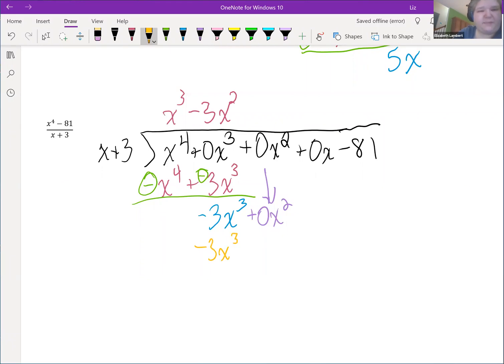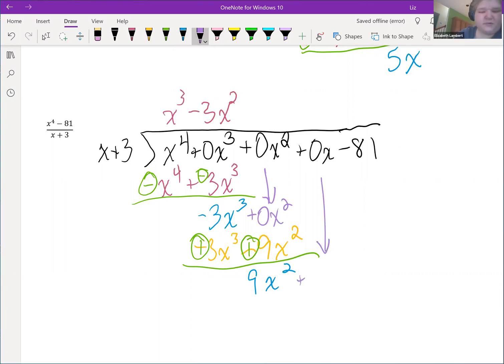Sorry, when I've done this in the past, I haven't had the 5th color, so the first 2 steps ended up the same color, so my brain will kind of default to that. All right, now we have minus 9x squared, but we're going to change our signs and circle. So it now becomes positive 9x squared. And we're going to bring down that 0x.